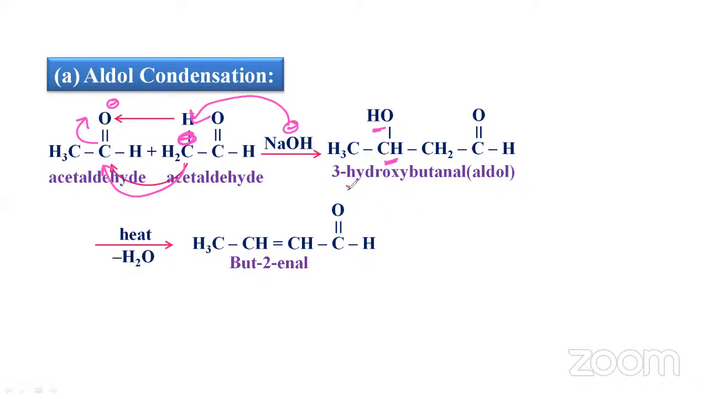So what is the name? It is 3-hydroxybutanal. This is an aldol. It is aldol because there is an aldehyde group and an OH group. On further heating, you remove the water molecule. So what does it form? But-2-en-al. There is a double bond and also an aldehydic group, so it is called ene-al. So you can see it is an aldol condensation.